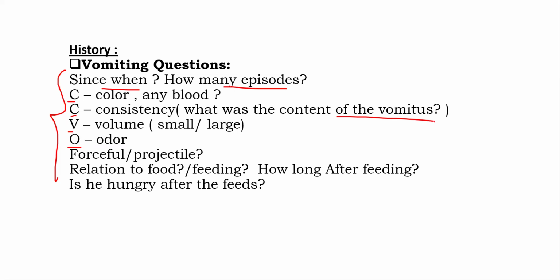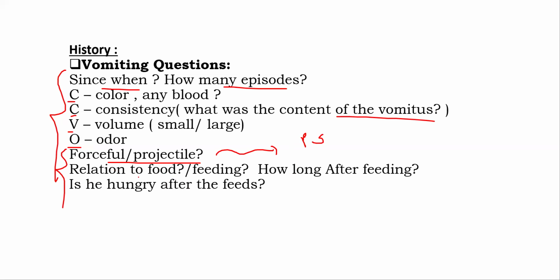Is it small or large in amount? And is it very foul smelling? Then ask these three questions. Is it very forceful or projectile in nature? Forceful projectile vomiting indicates pyloric stenosis. But that doesn't mean that every time there is a projectile vomiting, it will be pyloric stenosis. Even a gastroesophageal reflux child can have projectile vomiting. So don't just give your diagnosis based on a single finding. But projectile forceful vomiting usually relates to a pyloric stenosis child.